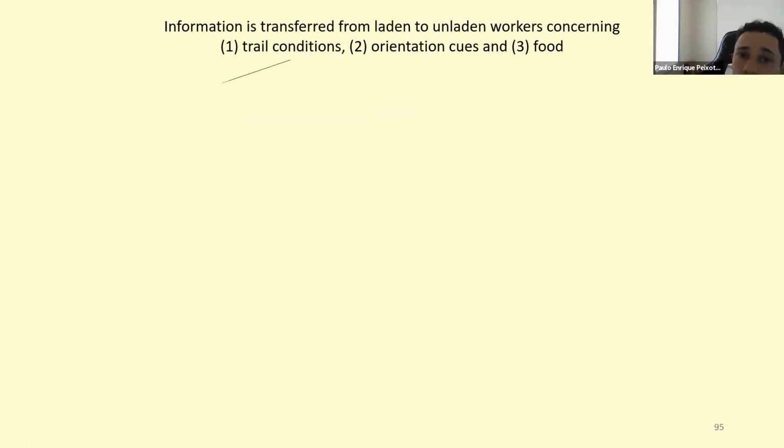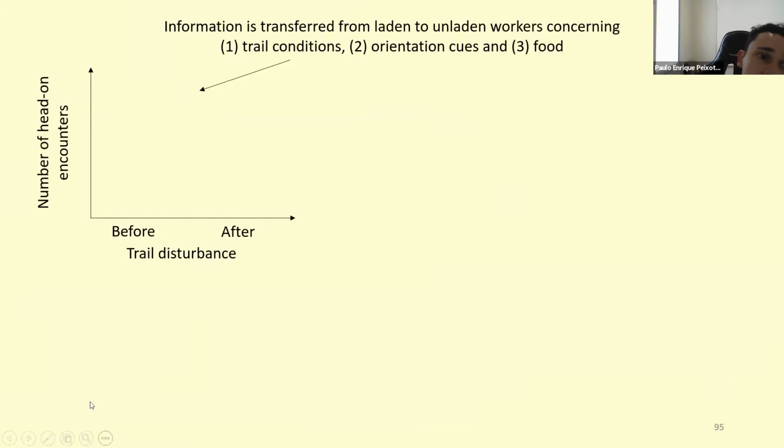So I decided just to draw, so you can see this. For example, for trail conditions, they stated that the number of head-on encounters, which was the dependent variable, should change if the trail had received a disturbance or not. Basically, they did a before and after experiment. So they quantified the number of head-ons before trail disturbance, and they predicted actually that the number should increase after the trail disturbance, okay?